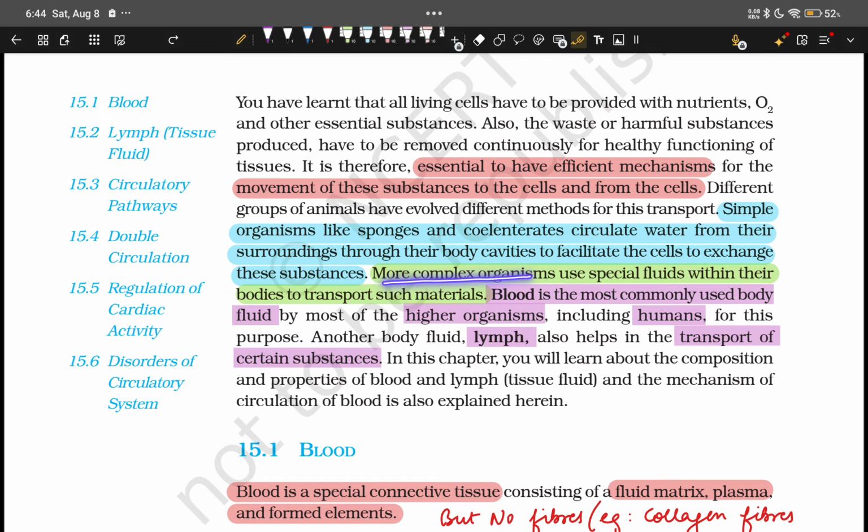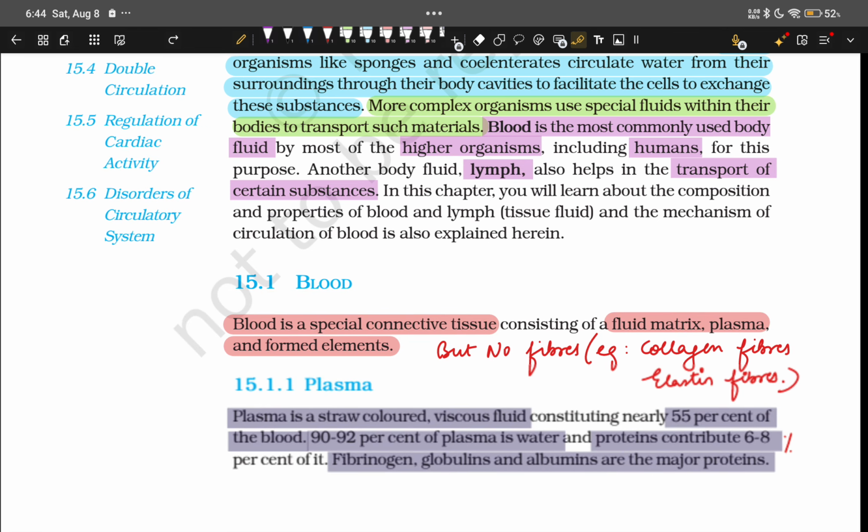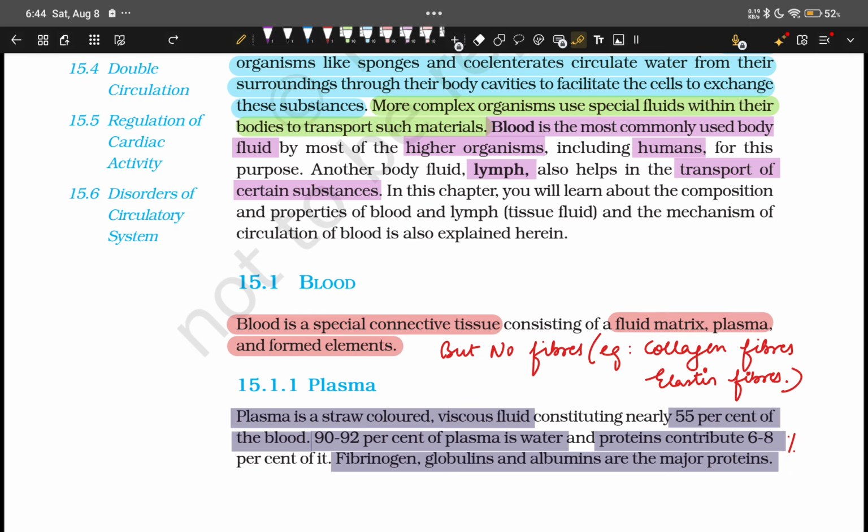In more complex organisms like humans, blood is the most commonly used body fluid, used in higher organisms like humans. Lymph is another body fluid which helps in transport of certain other substances. In this chapter we are going to learn about blood, lymph and the mechanism of circulation of blood. All of that will be explained here.